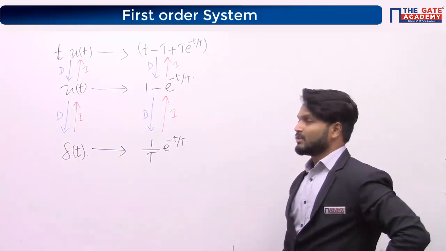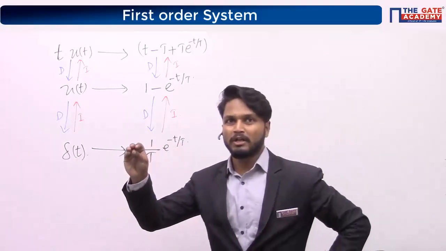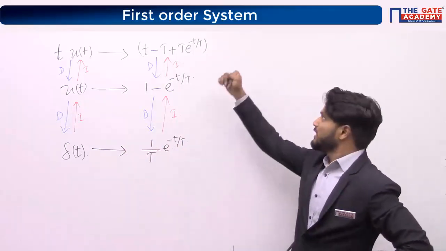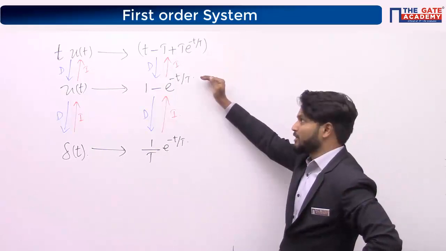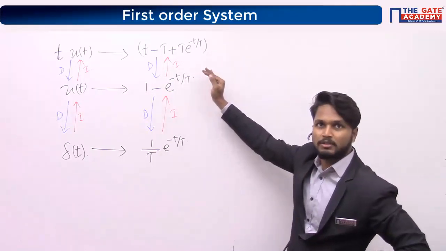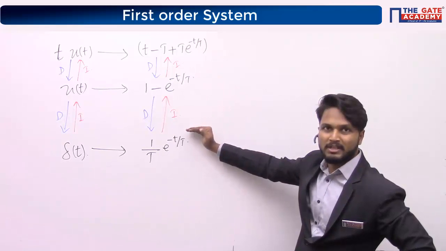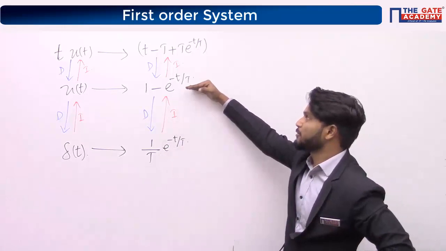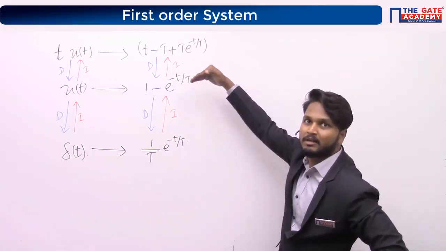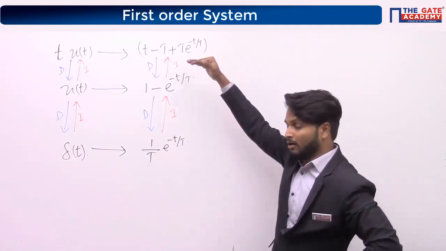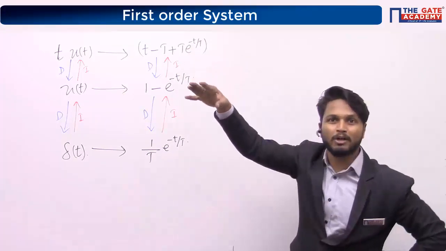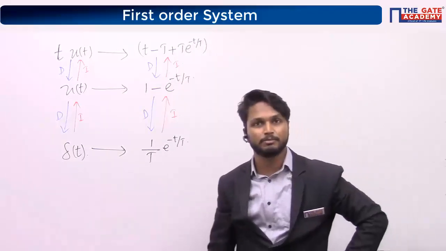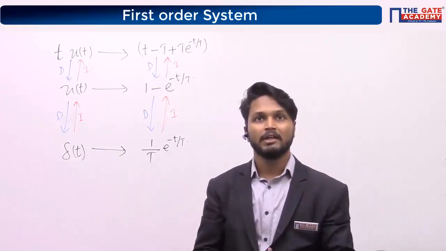One important thing you can notice here is, if you differentiate the ramp response, you will get the step response. If you differentiate the step response, you will get the impulse response. The same way, if you integrate the impulse response, you will get the step response. If you integrate the step response, you will get the ramp response. If you want the parabolic response, you can integrate again, but you must know the initial conditions.